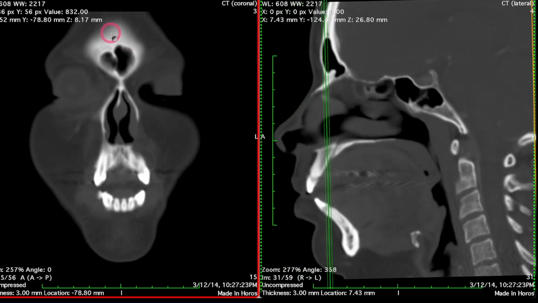This bone is the frontal bone. It's the bone you think of when you think of someone's forehead. It's immediately superior to the orbit. So here's the patient's right eye. And within the frontal bone is this air-filled sinus. This is the frontal sinus. You can see it really well on the sagittal window.